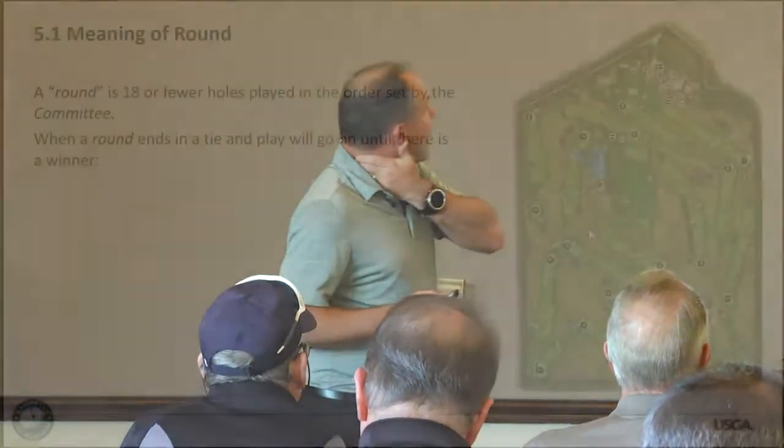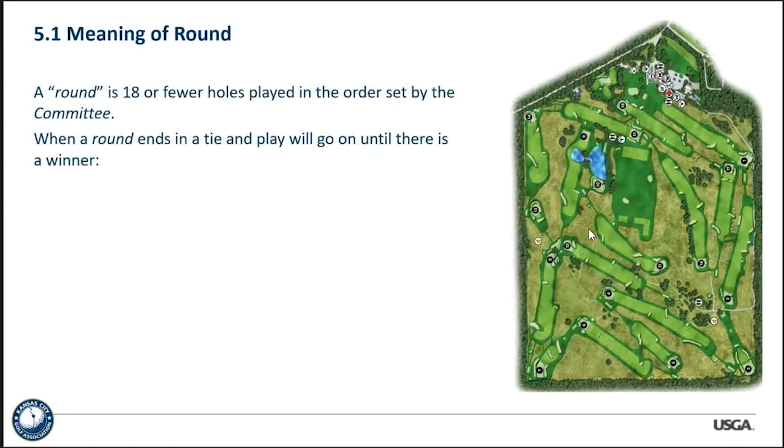All right. A round is 18 or fewer holes played in the order set by the committee. It used to be a stipulated round. The word stipulated is no longer in the rules. It just talks about a round. If a round ends in a tie, play will go on until there is a winner.